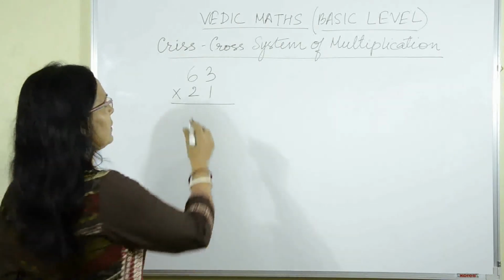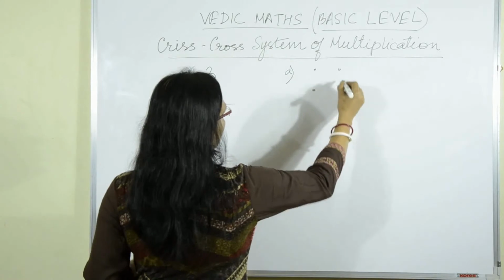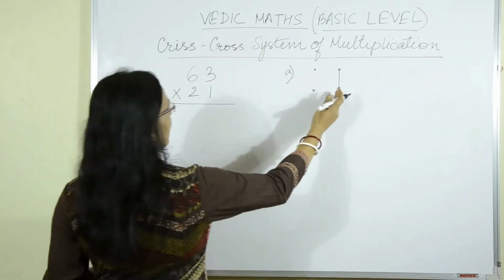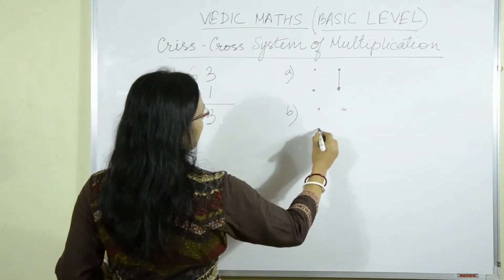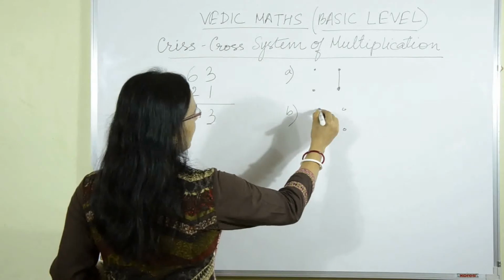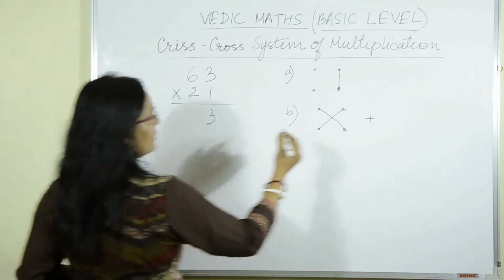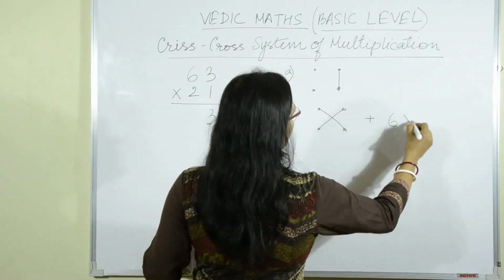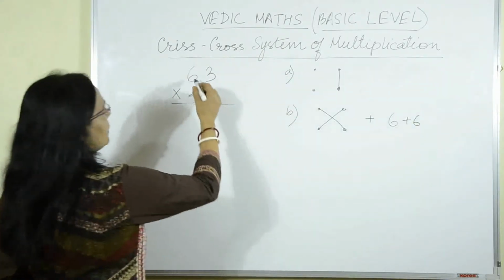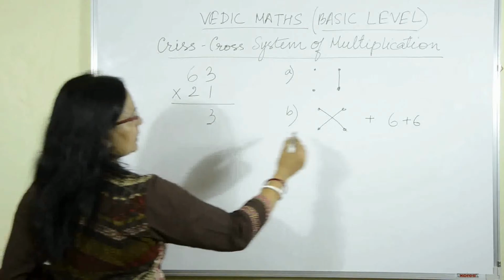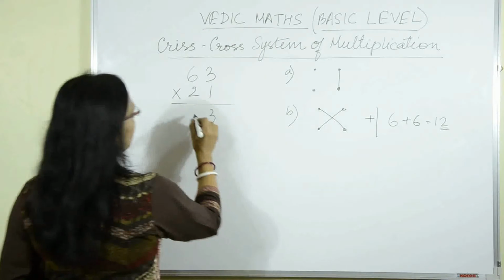How to find this? Now here since it's a two-digit number, step A says, these are the two digits. I multiply these two. This is the right hand side. I write 3. Step B, these are the digits again. I multiply this way and then I add them up. So in this case, what do I have? 6 into 1 is 6. 2 into 3 is 6. Now 6 plus 6 is 12. I write 2 only here.